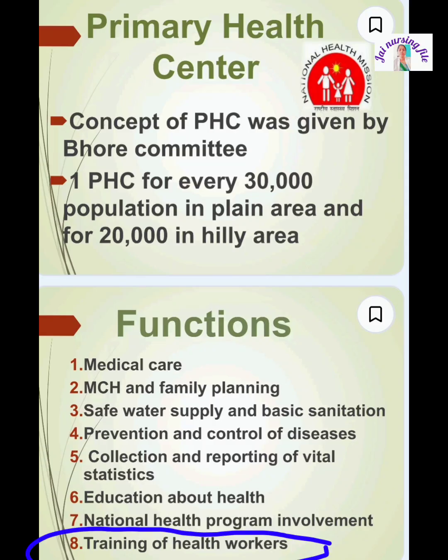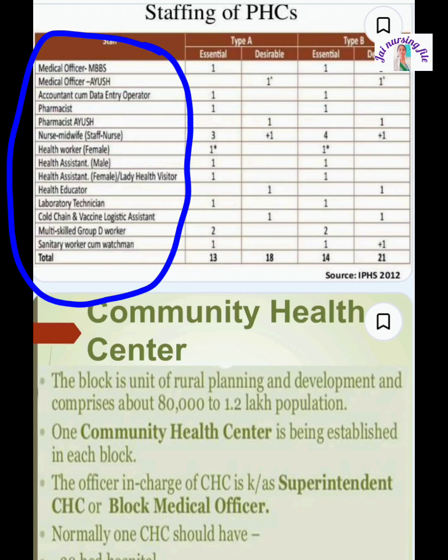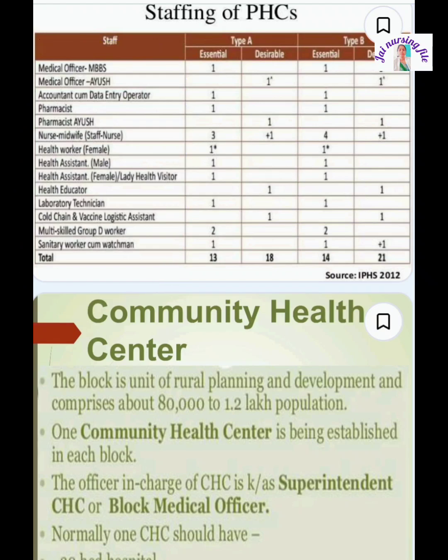So medical care we are giving, maternal child health, family planning, basic safe water, basic sanitation, control of disease, vital statistics, birth, death registration, and educating about the health programs, training. The next one, you can see the staffing pattern of PHC, medical officer, accountant, pharmacist, and how many members they are needed. So everything they have been given. So type A and type B, and type A essential 13 and 18, and type B 14, 21. You can have a look on that.